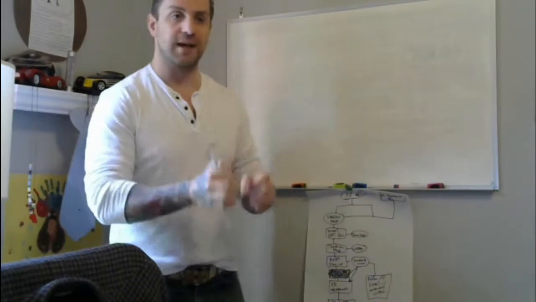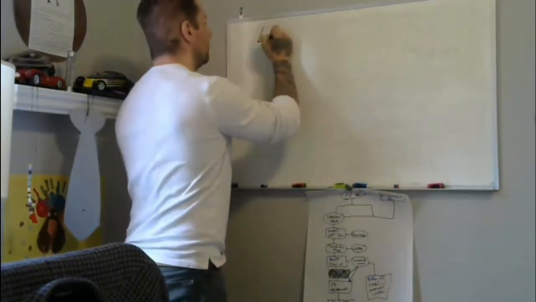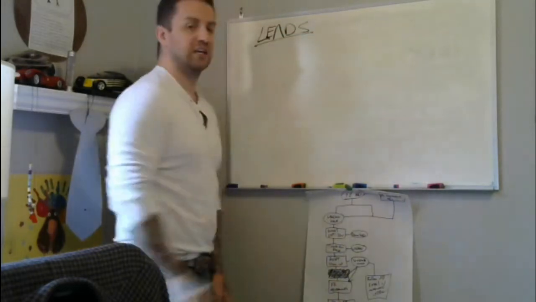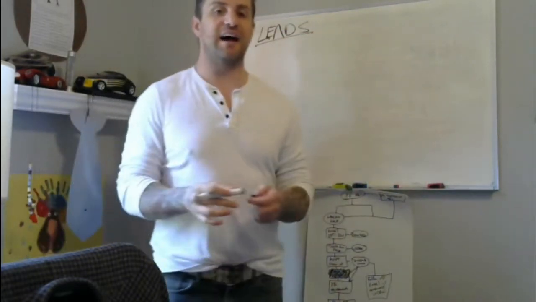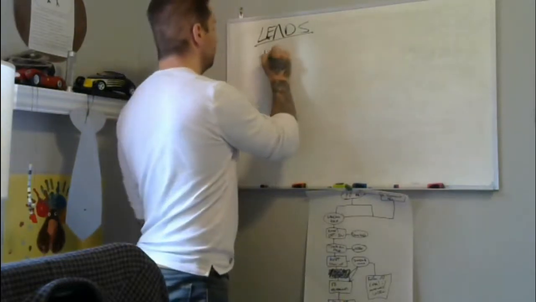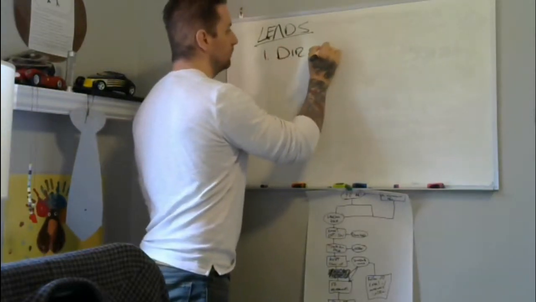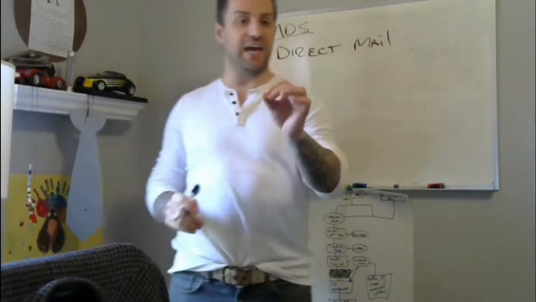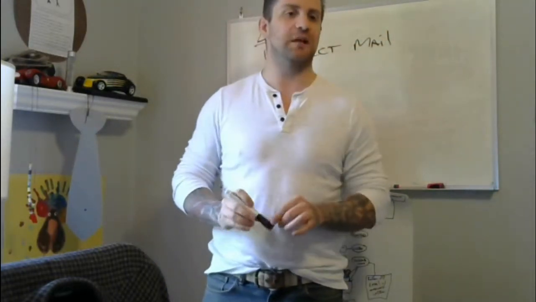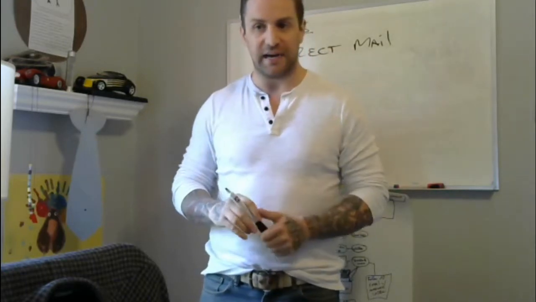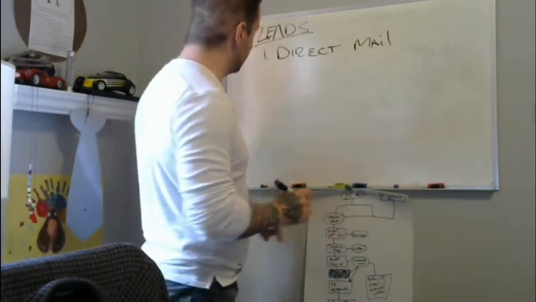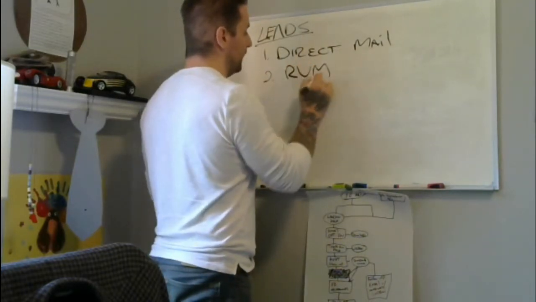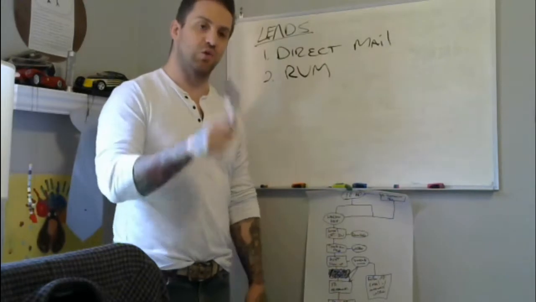One, direct mail. Okay, so what are we talking about? We need to find leads, right? How do we find those leads? Well, one, we can send out a blast direct mail, right? Which is fine. Direct mail can work, but it's expensive. The second way we can get leads is through RVM. This stands for ringless voicemails.